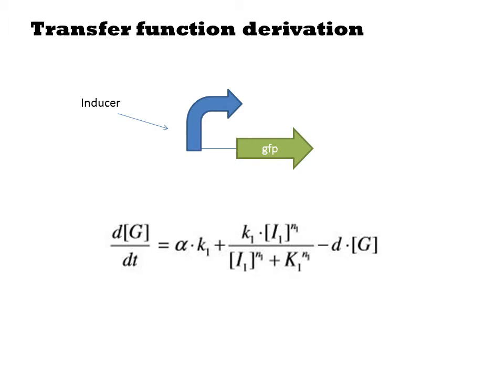You will make a steady state assumption, set this differential equation equal to 0, and then solve for g. And what you get is an expression for g in the steady state as a function of inducer concentrations and various rate and equilibrium constants. You can thus examine what will happen to g as a function of any of these variables.